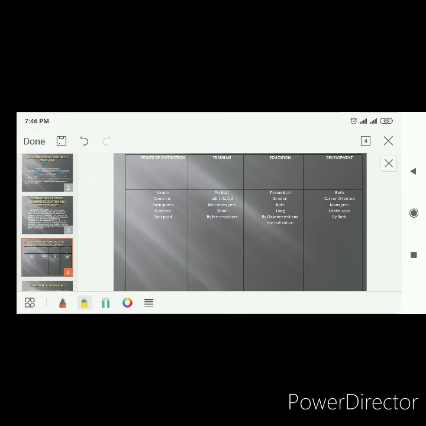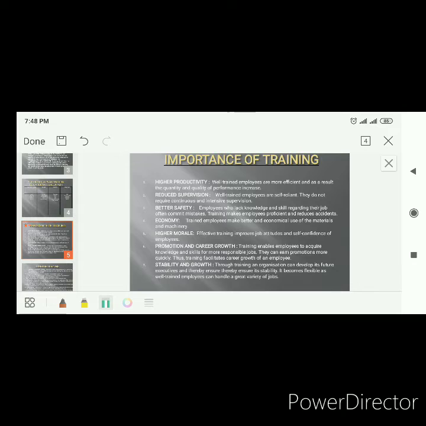Okay, in the next class, we'll be doing about importance of training and other topics as well. We'll be doing the types of training, benefits of training. There are lots of things to discuss, which I'll be discussing in the next class. Have I made myself clear? Okay. Thank you.